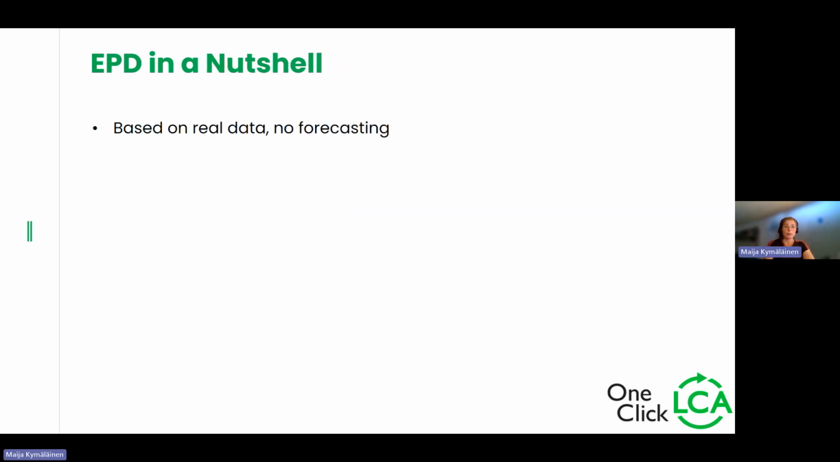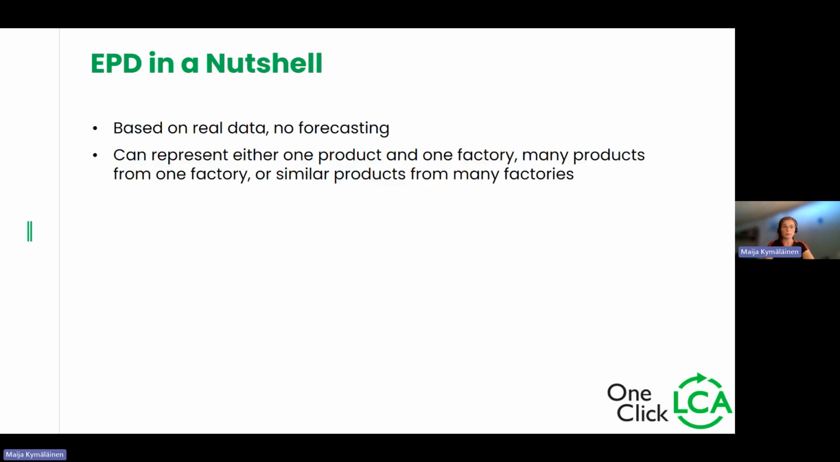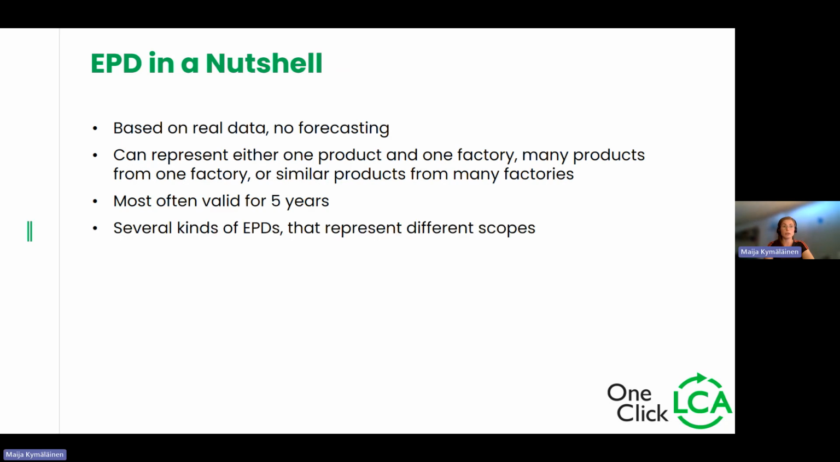So in a nutshell, what an EPD contains is based on real data, so it allows no forecasting. It can represent either one product and one factory. It can represent many products from one factory or similar products from many factories. So there are quite wide ranges here. They're most often valid for 5 years.